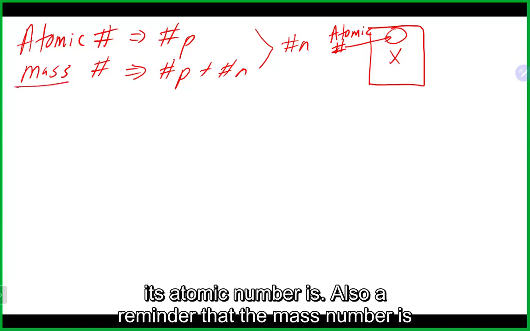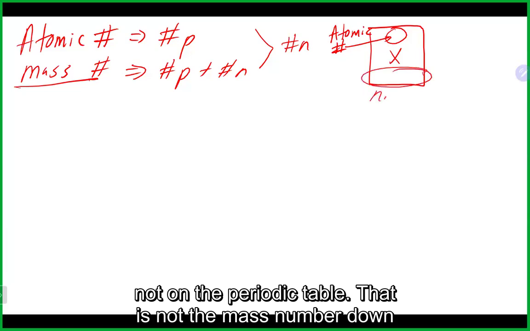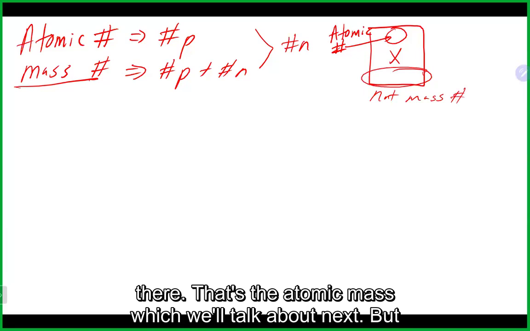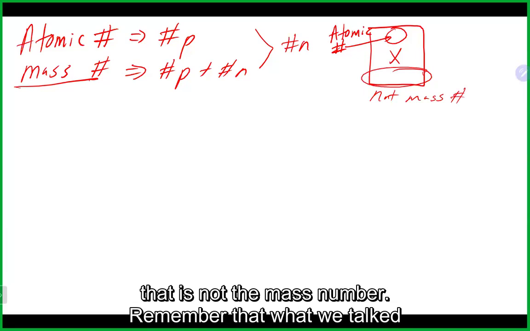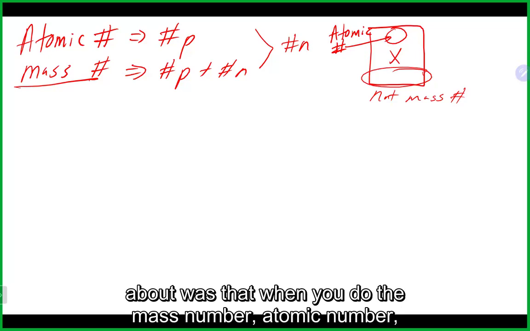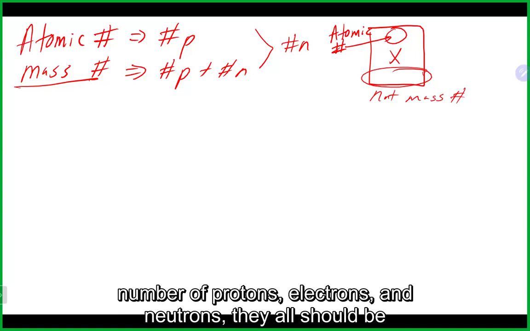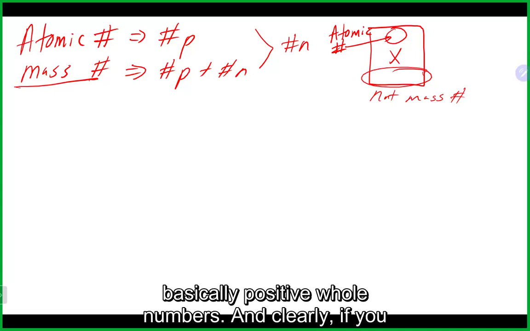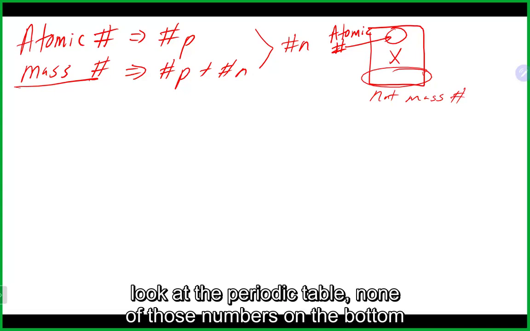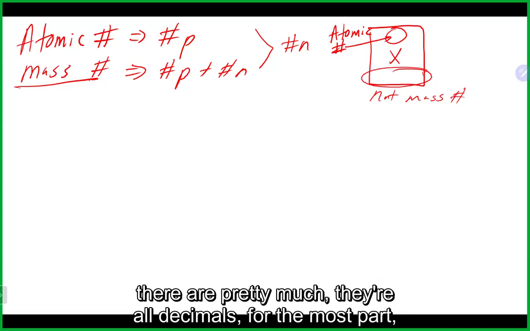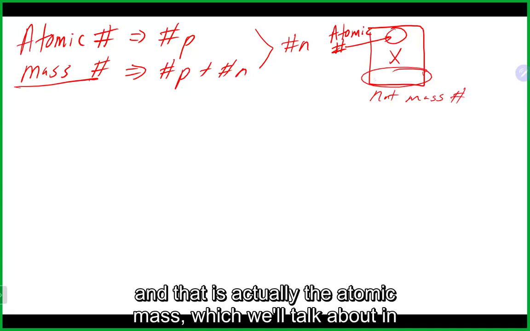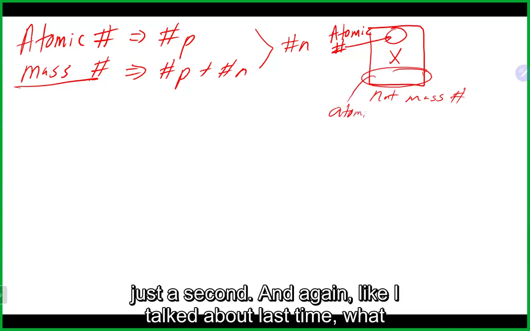Also, a reminder that the mass number is not on the periodic table. That is not the mass number down there. That's the atomic mass, which we'll talk about next. But that is not the mass number. Remember that what we talked about was that when you do the mass number, atomic number, number of protons, electrons, and neutrons, they all should be basically positive whole numbers. And clearly, if you look at the periodic table, none of those numbers on the bottom there are whole numbers, they're all decimals for the most part. And that is actually the atomic mass, which we'll talk about in just a second.